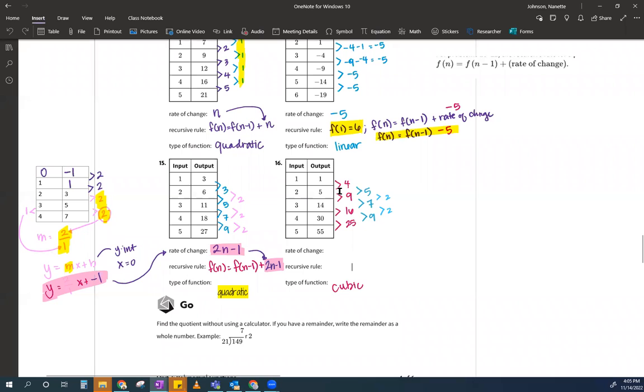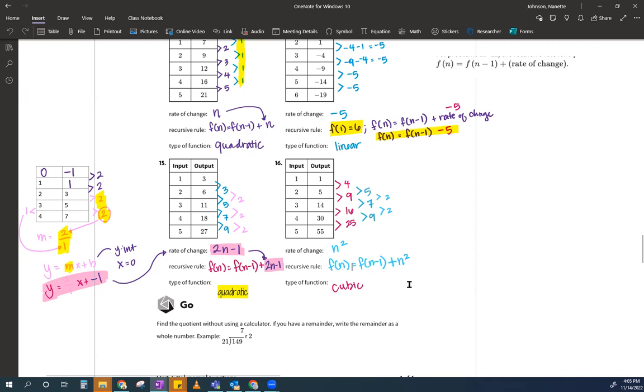Oh, so does 2 squared give me 4? Yes. 3 squared gives me 9. 4 squared gives me 16. 5 squared gives me 25. Yes. So this one's relatively easy. It's just n squared. And then your function again is just going to be f of n equals f of n minus 1, oops, not equals, plus n squared. Right? And there's your function. Okay.